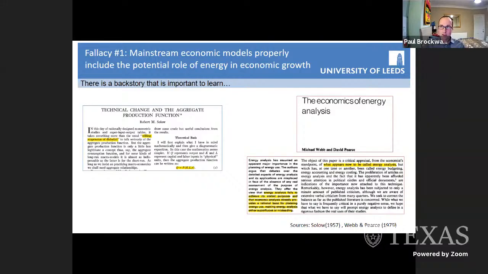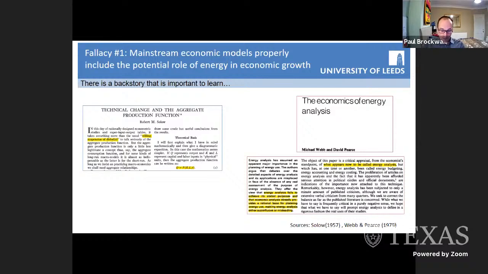So this is the era of the oil crisis, and suddenly energy analysts became more important. They were being spoken to by policymakers, and the economists felt a bit upset at that. So there were these sort of papers being produced then. In this case, they said the object of this paper is a critical appraisal from the economist's point of view of what now appears to be called energy analysis, but at one time was energy budgeting.